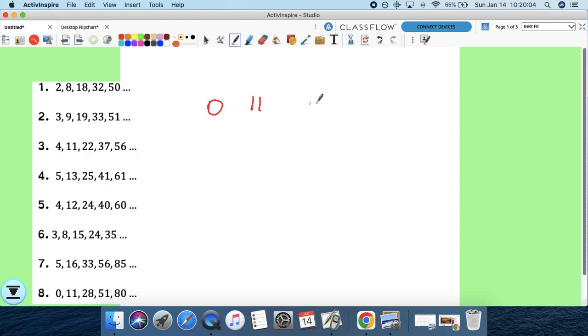Next sequence: 0, 11, 28, 51, and 80. The first difference is 11, 17, 23, 29. Good. Obviously non-linear. Take a second. 11, 17 is 6. This is 6. This is 6.